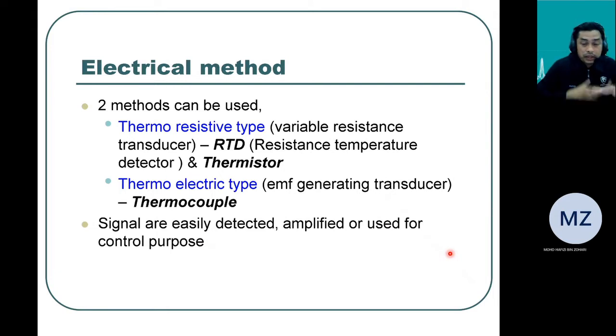Now we look at the electrical methods. There are two common methods for the electrical method. The first is the thermoresistive type, which focuses on the thermal resistance of the sensor. The other one is the thermoelectric type, which is more to do with self-generating voltage, or EMF.